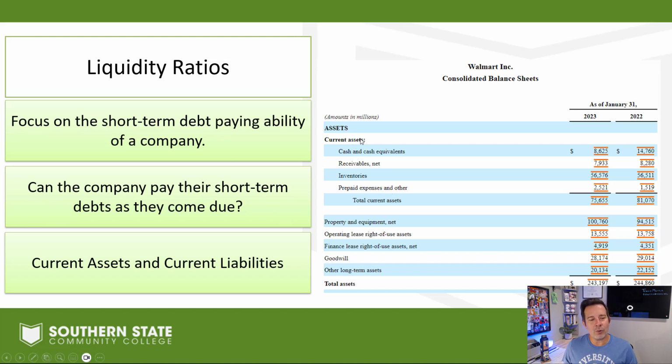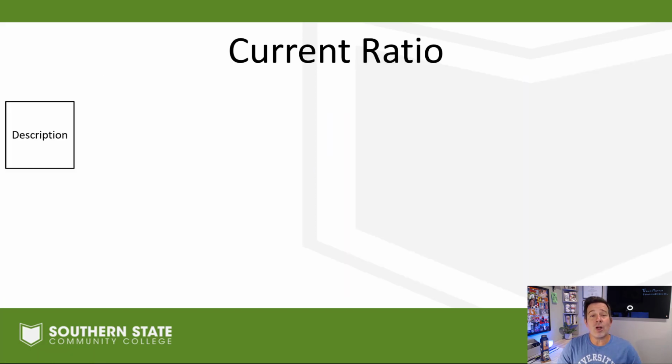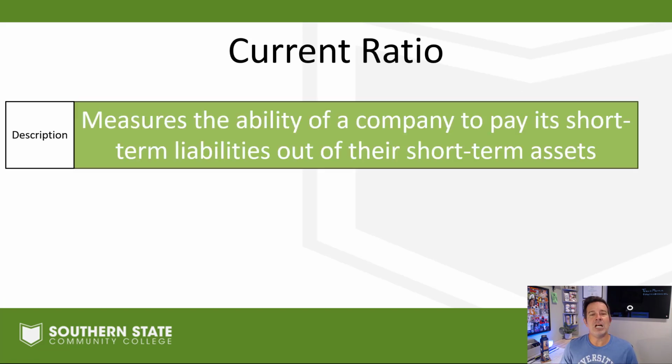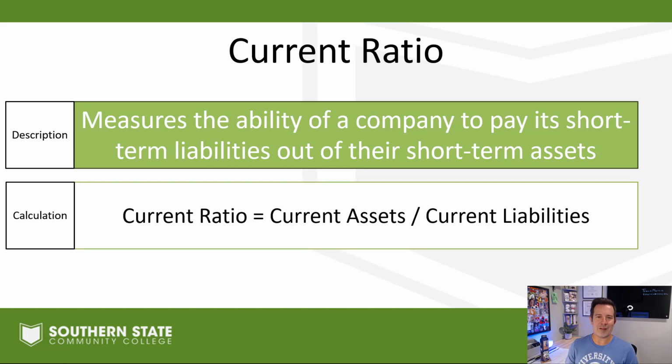So you can see they're ordered by liquidity: total current assets, assets that we expect to be using up within a year. So our current ratio measures the ability of a company to pay its short-term liabilities out of its short-term assets. Current liabilities, current assets. And you want to jot down the calculation. It's a real simple calculation: current assets divided by current liabilities. The hardest part of this calculation is finding the numbers on the balance sheet. The calculation itself is easy peasy. Current assets divided by current liabilities.